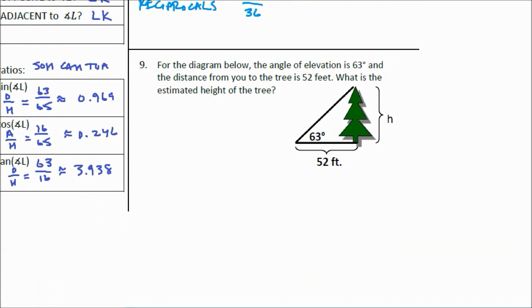All right, question number 9. For the diagram below, the angle of elevation is 63 degrees and the distance from you to the tree is 52 feet. What is the estimated height of the tree? Now, of course, we're assuming this tree is growing straight up and down, which is creating a right triangle in our diagram. So let's go through our process. Always, we are going to write SOHCAHTOA.